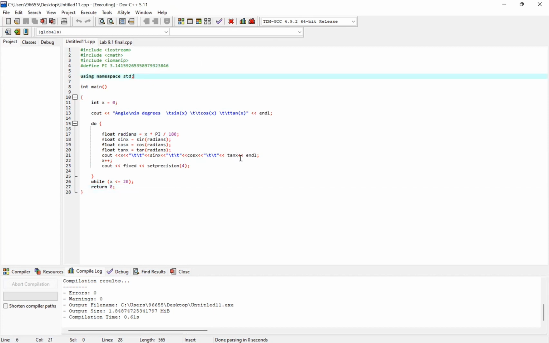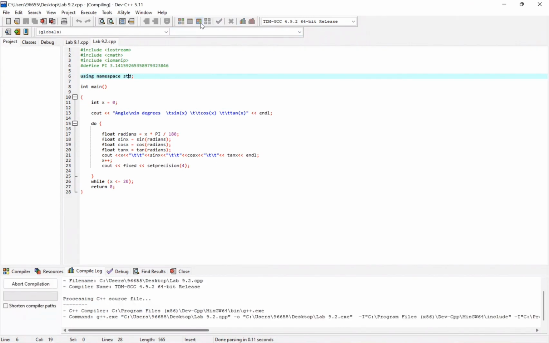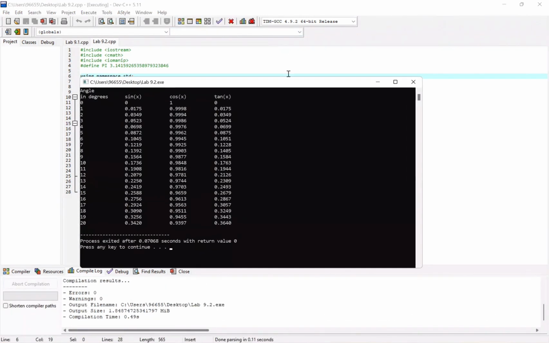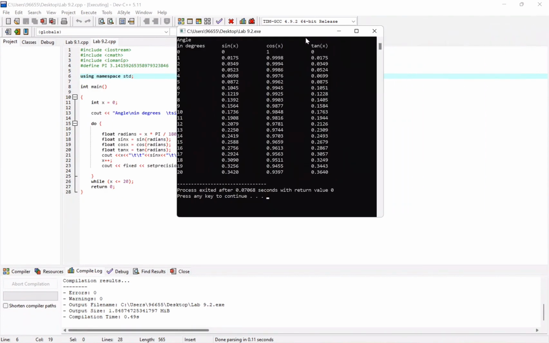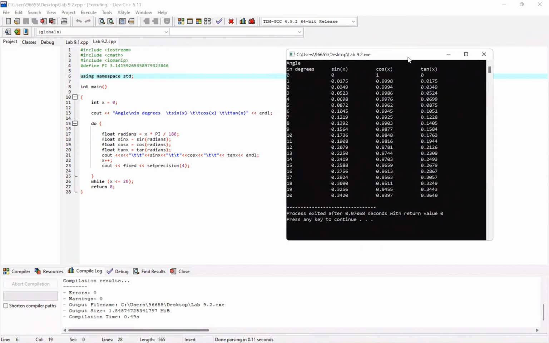So now we will go ahead and run the program. So this is the program output. As you can see, the angle in degrees is 0 to 20. And these are the values of the sine x, then the cosine x, and then the tangent x.